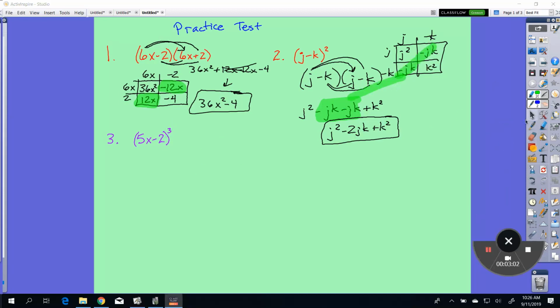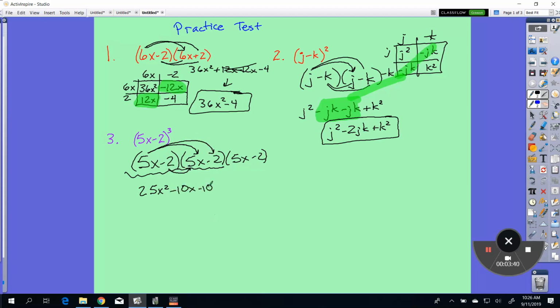So with the cubed, it means there's three of them, so we have to write it out 3 times. And our order of operations says we do what? We multiply left to right. So we have to multiply the first two, get that answer, and then multiply the third one. So 5x times 5x is 25x squared. 5x times negative 2 is negative 10x. Negative 2 times 5x is another negative 10x. And negative 2 times negative 2 is plus 4.